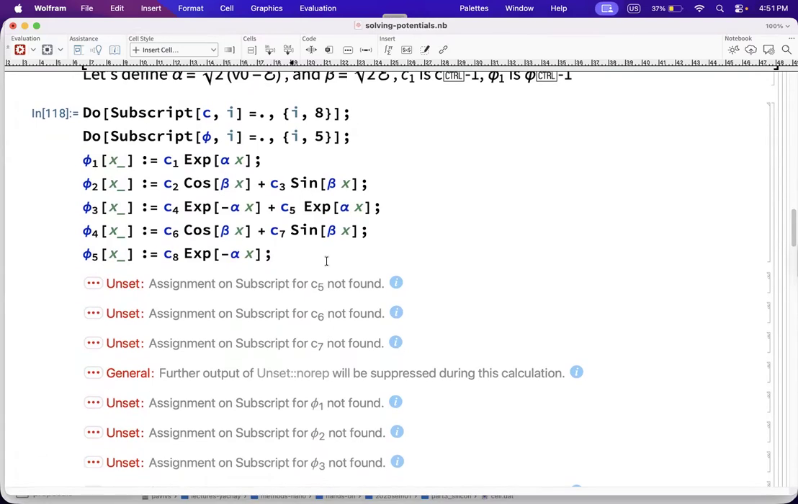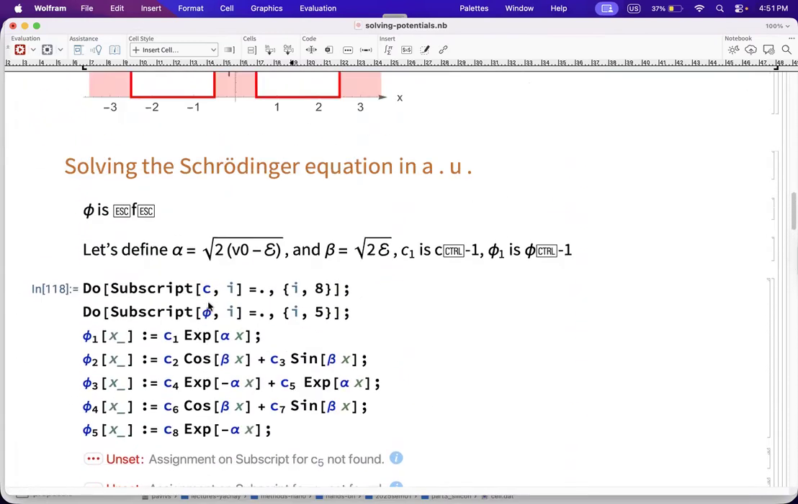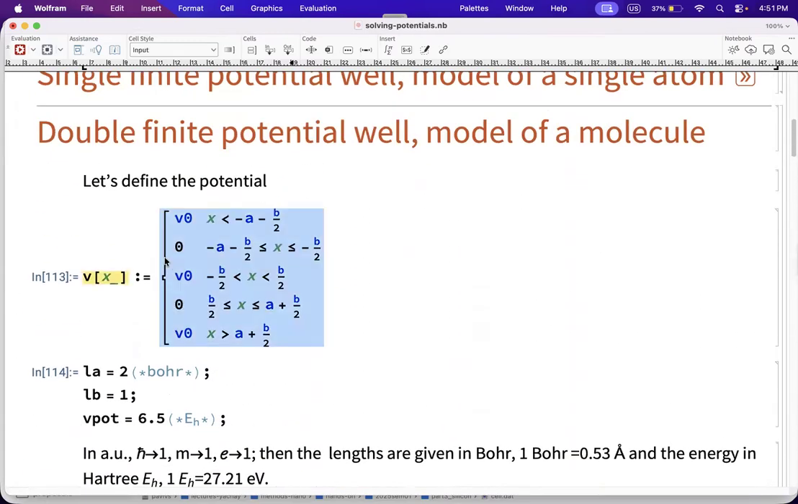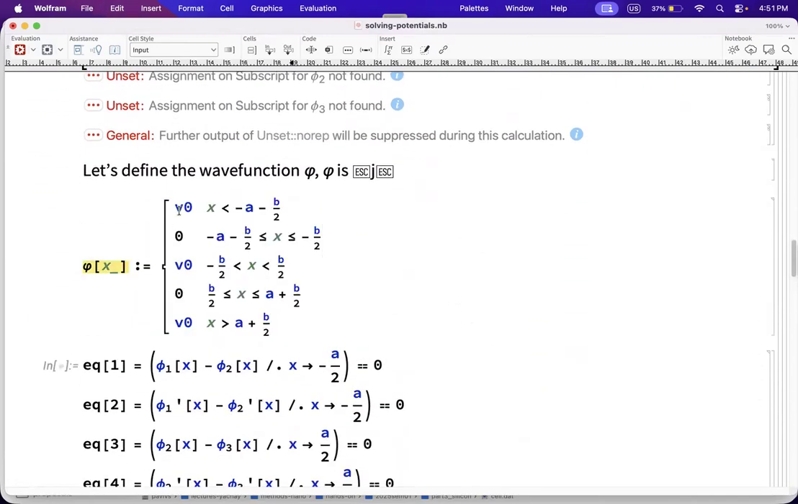So now we have to continue. Let's define this. What I have to do is the following thing. Please copy the potential, please. Paste it here for the wave function. And you are going to change here to phi sub 1 of x, please.